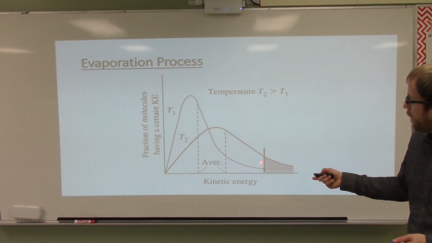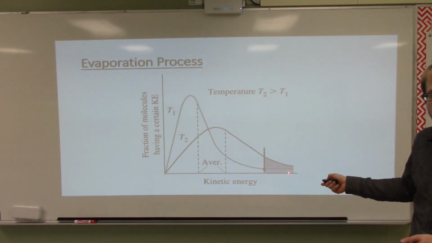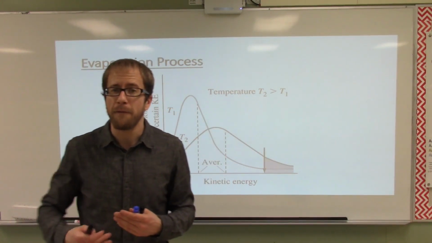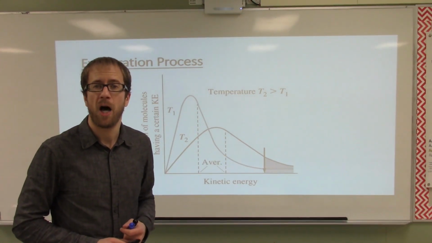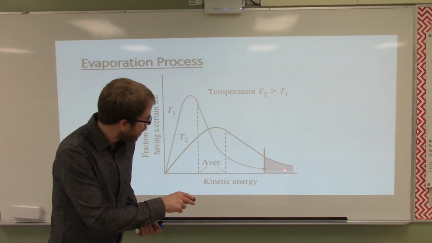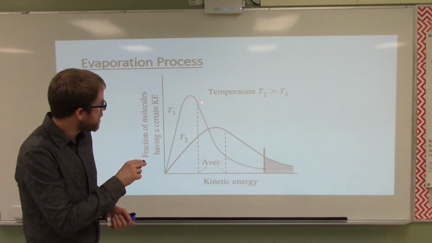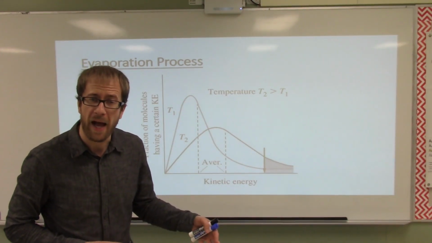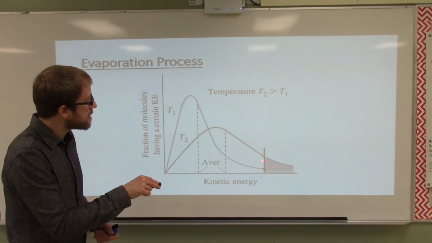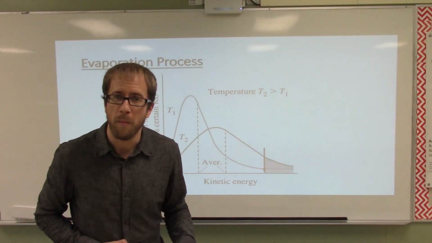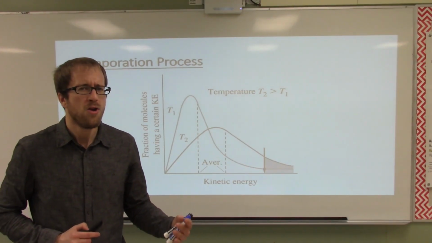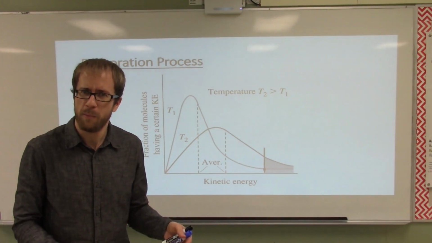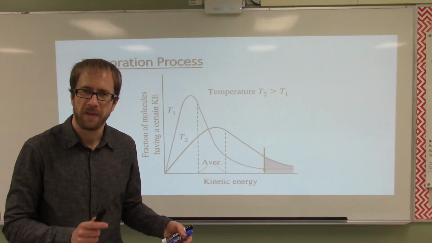Now, I've shaded here this little gray section, okay? This little gray section represents the particles that have enough kinetic energy to change phases and become a gas. So here you'll notice that the colder substance doesn't have as many particles that are able to become a gas, whereas our hotter substance has many more particles that are able to become a gas. What do you think is going to happen to your evaporation rate as we increase the temperature? Think about that.